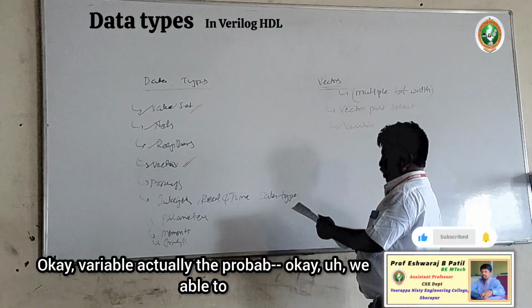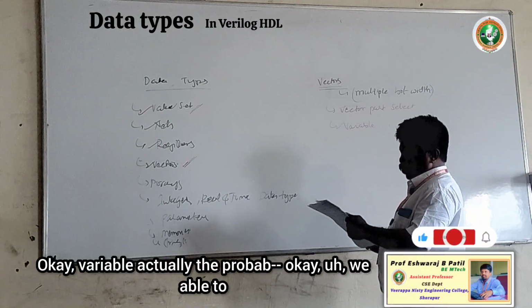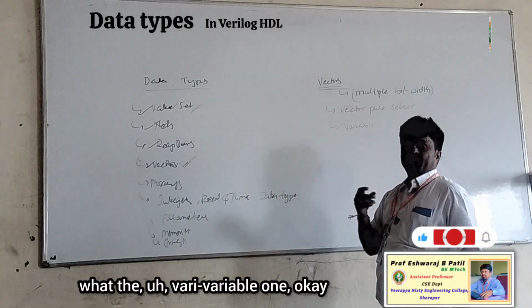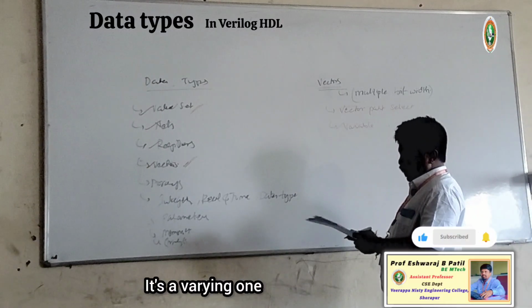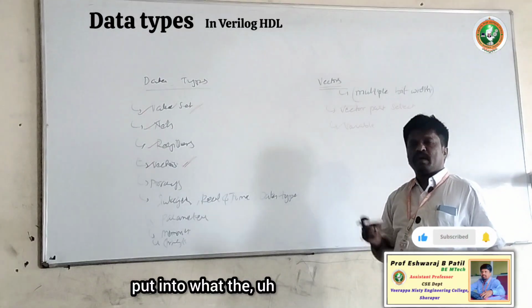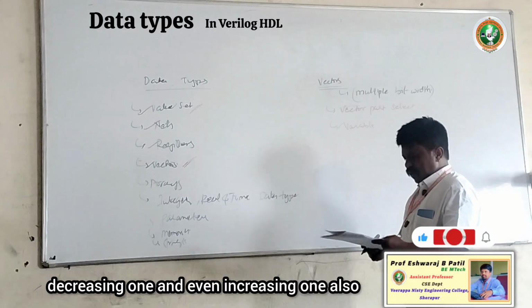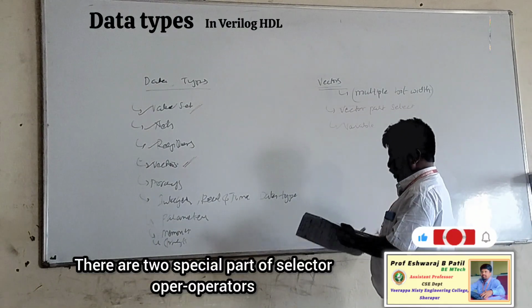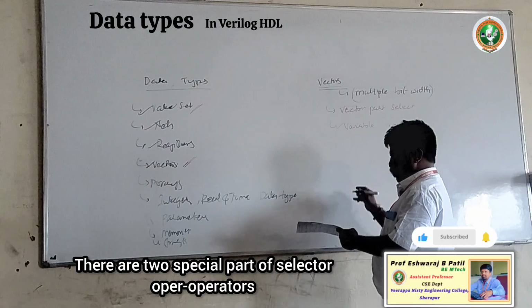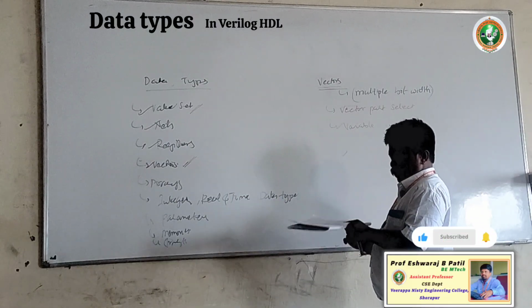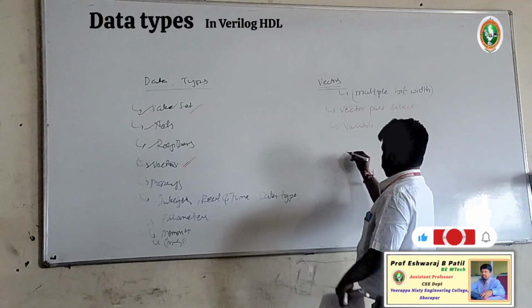Variable HDL provides the ability to have variable parts in the selection, which is a varying one. This allows the part selection to be decreasing or increasing, and we can put it in loop form also. There are two special part selection operators, one is for the string.